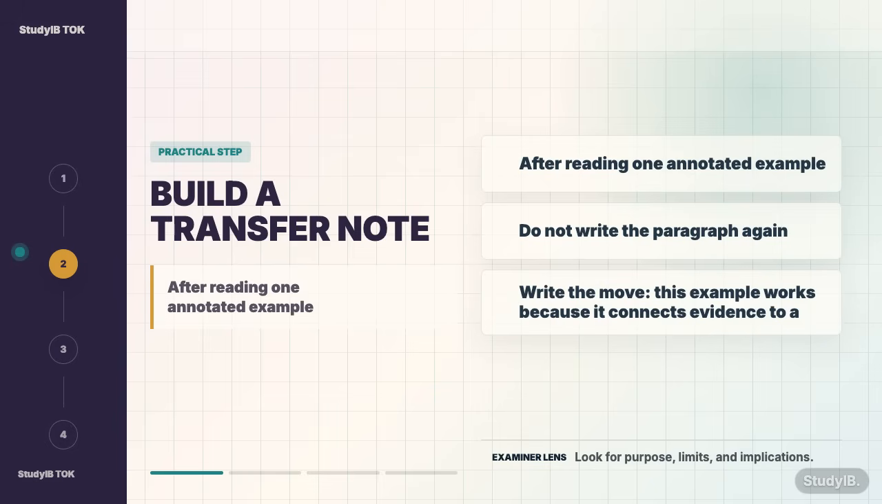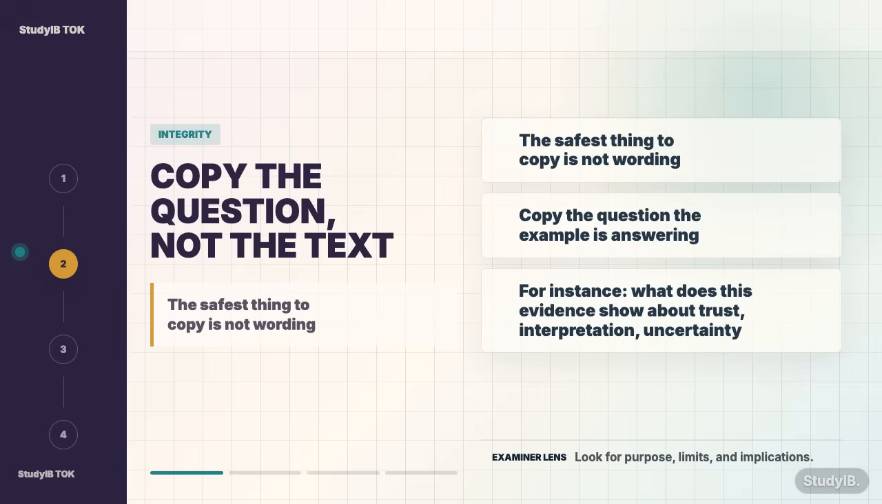After reading one annotated example, write a transfer note in your own words. Do not write the paragraph again. Write the move. This example works because it connects evidence to a precise knowledge problem. The safest thing to copy is not wording. Copy the question the example is answering. For instance, what does this evidence show about trust, interpretation, uncertainty, or method?